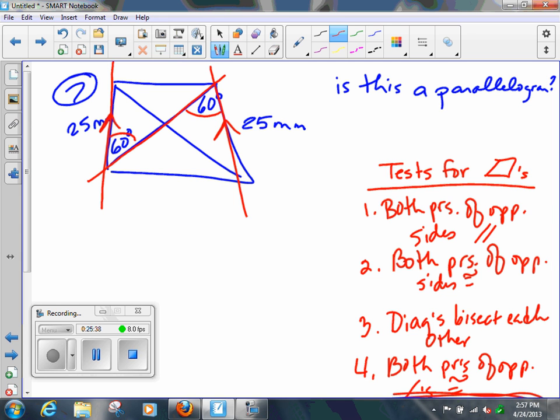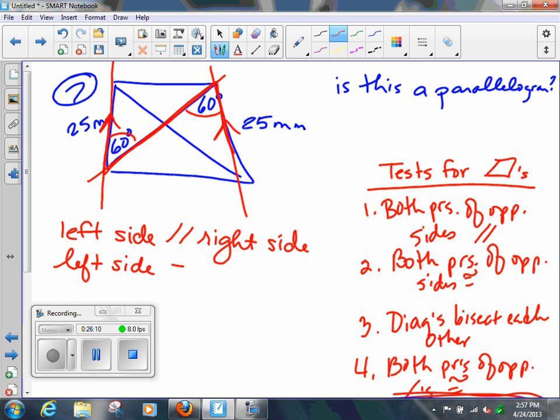Turn your paper sideways and look at the Z, and you'll see it. So I've got this pair, this left side and this right side. The left side is parallel to the right side. Do you guys agree? What else do we know about the left and the right sides? They're both equal to 25 millimeters or meters or whatever it is. So the left side is also congruent to the right side. Is that figure a parallelogram, yes or no? Yes. By which test? Our number 5 test.